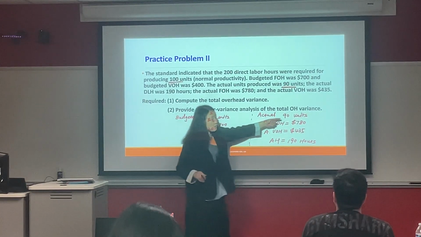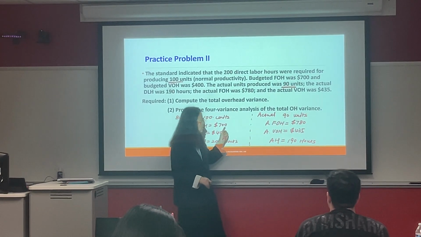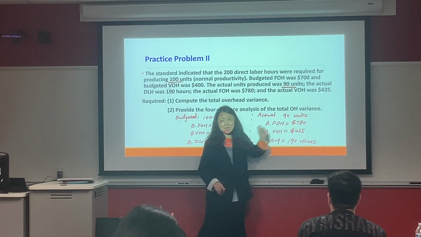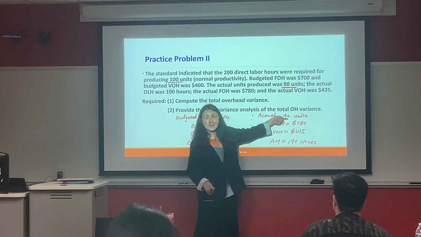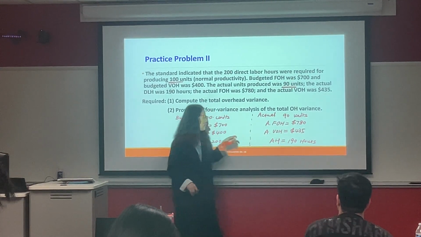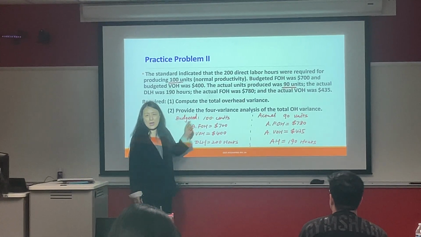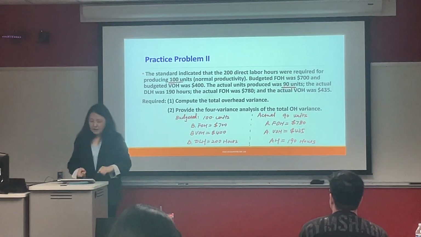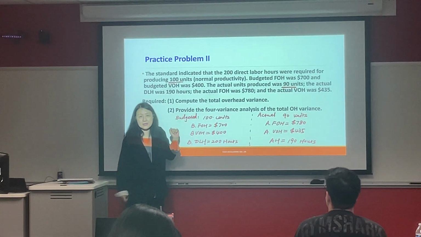So if you produce 90 units, what's the fixed overhead? It's not 700, it's 780, okay? So that information explains the 90 units. And that information explains what you think about for the 100 units. All right, now the first question is, let's compute the total overhead variance, right?